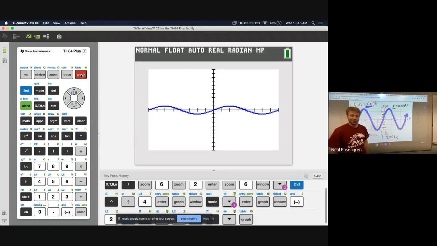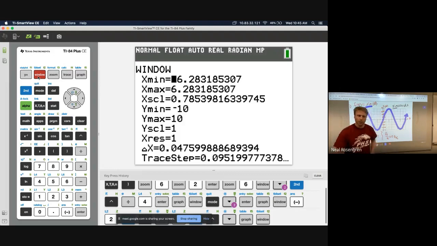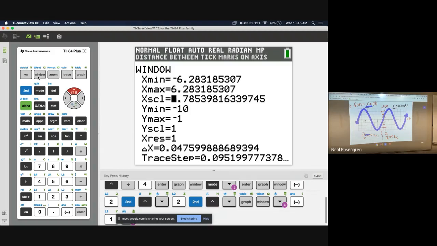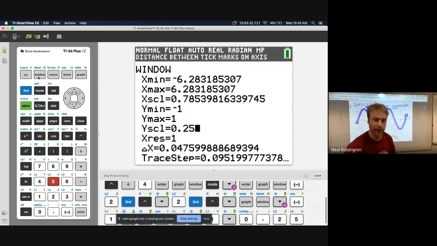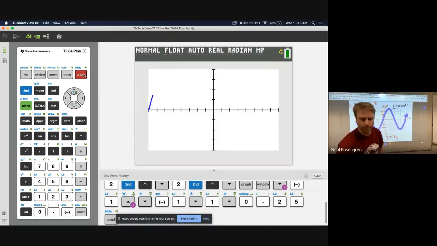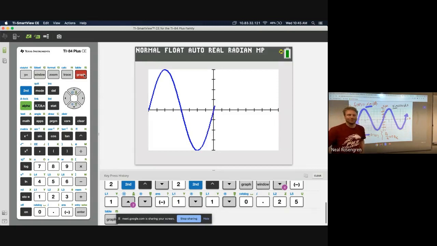Look at our Y scale. Zoom standard, remember, that's where we started. So that's what our window defaults to. Our Y min and Y max, that's still -10 to 10. If we want to see exactly the same picture, we want to do exactly the same thing. And we could even change our Y scale to be that 1/4. And now we see the picture that we want.